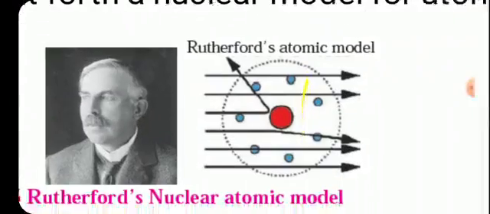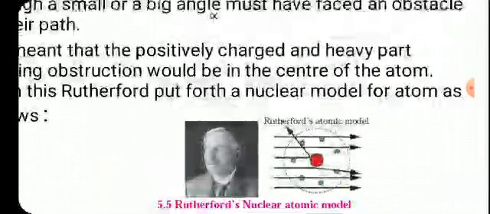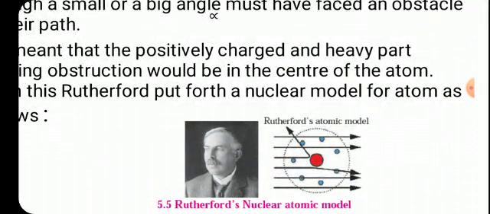So according to him, in the center of an atom, there must be an obstacle which is not allowing alpha rays to pass through it, and that's why they get reflected or bounce back. Alpha rays are positively charged and the positively charged center must be there. That's why positive-positive repulsion took place and the rays are bouncing back, they turn back.